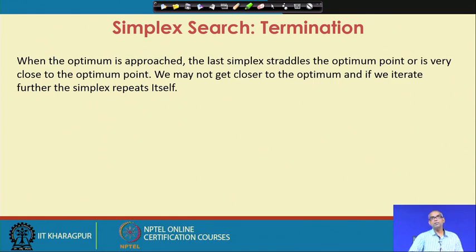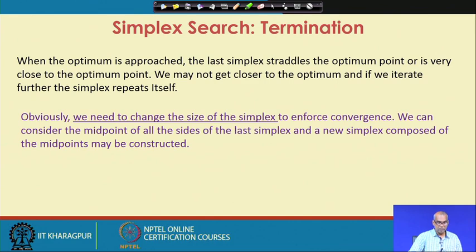So, how do I terminate the simplex search? When the optimum is approached, the last simplex straddles the optimum point or is very close to the optimum point. We may not get closer to the optimum point if we iterate further, because the simplex then may repeat itself. So, in this case, we need to change the size of the simplex to enforce convergence.